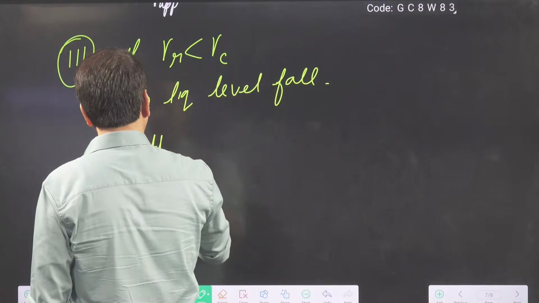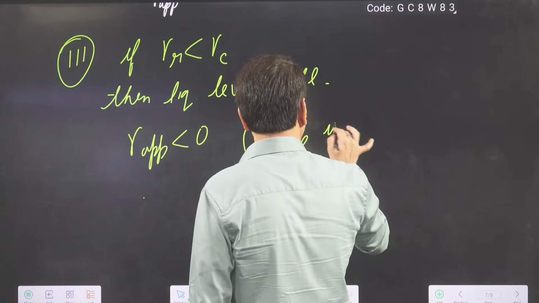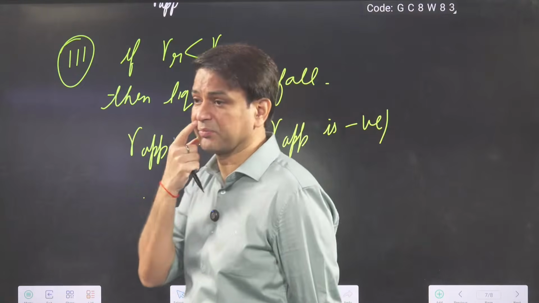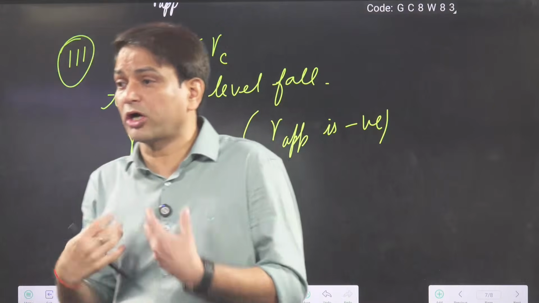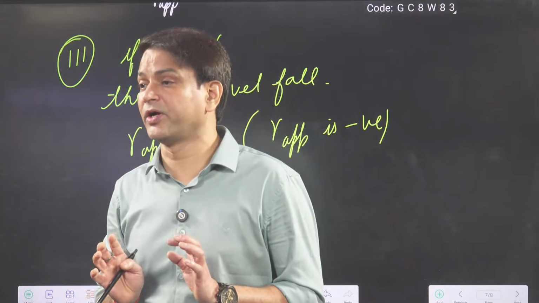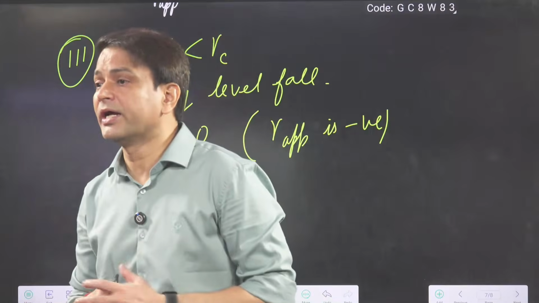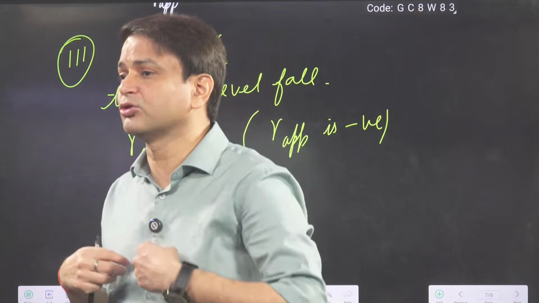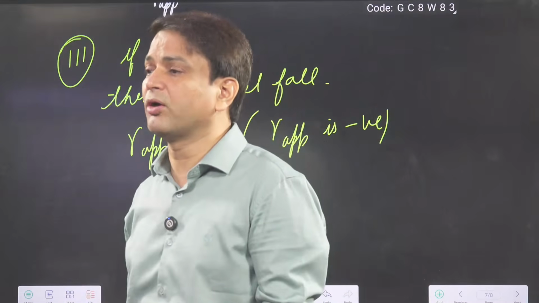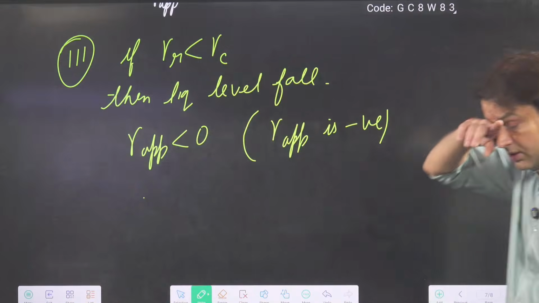Then we will say gamma apparent is less than 0, or gamma apparent is negative. Why will we say negative? Because on increasing the temperature, volume is decreasing. Earlier it was completely filled, now after heating the level has fallen. It means on increasing the temperature, liquid volume is decreasing. So we say gamma apparent is negative.